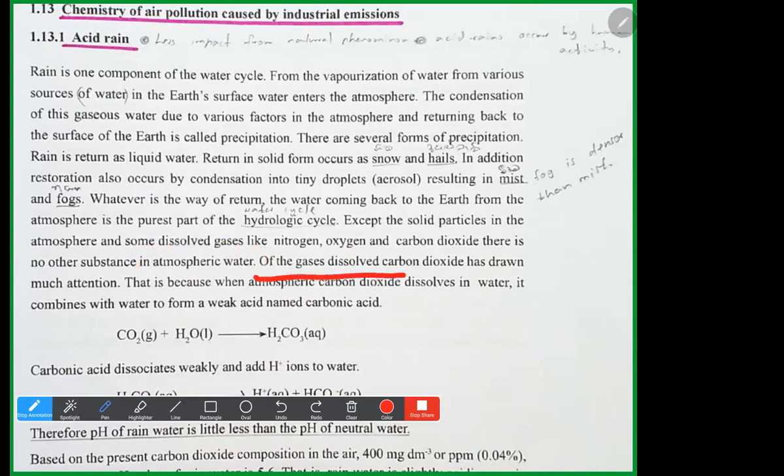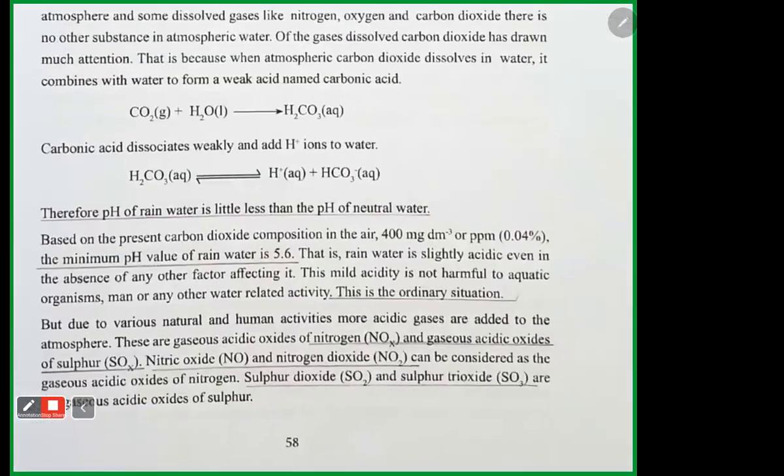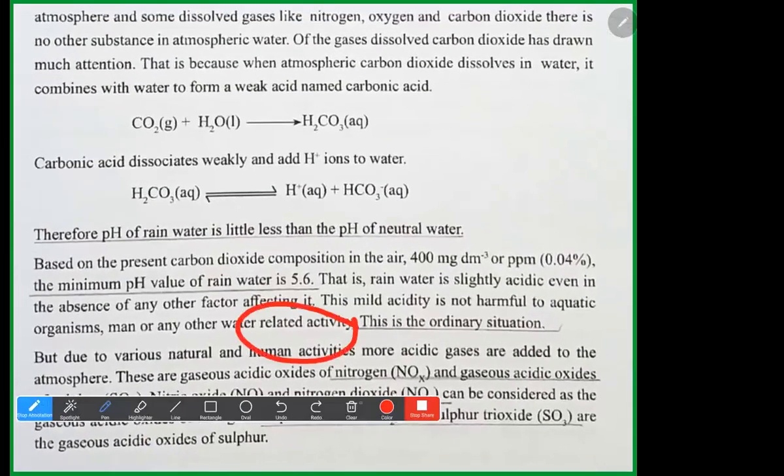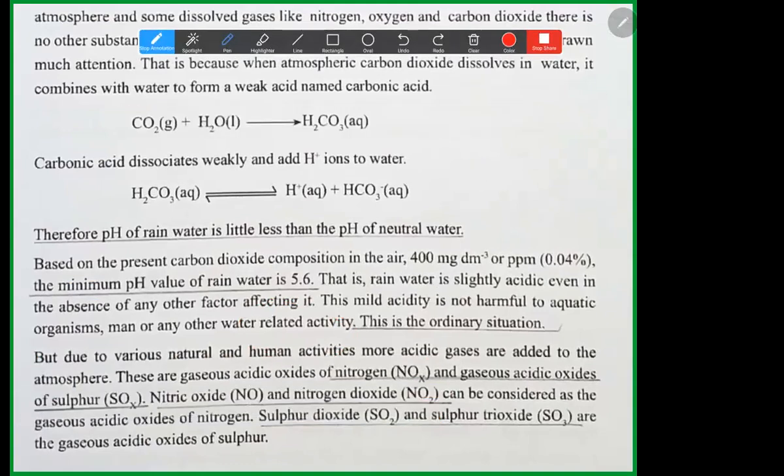Of the gases, dissolved carbon dioxide has drawn much attention. That is because when atmospheric carbon dioxide dissolves in water, it combines with water to form a weak acid named carbonic acid. Even when we leave normal distilled water outside, it absorbs carbon dioxide. And this can have a weak dissociation to release H+ to the media. Therefore, the pH of rainwater is a little less than the pH of natural water, so it's acidic.